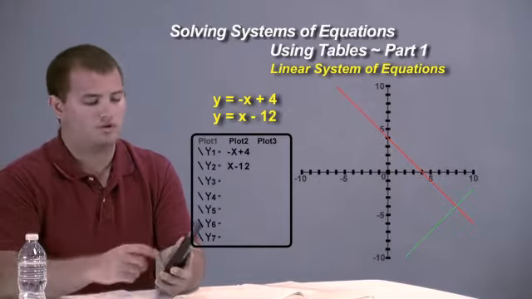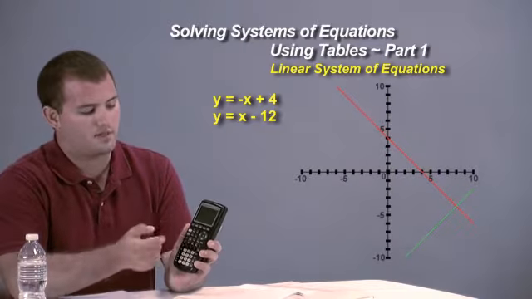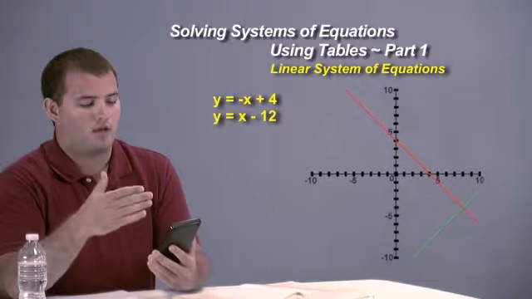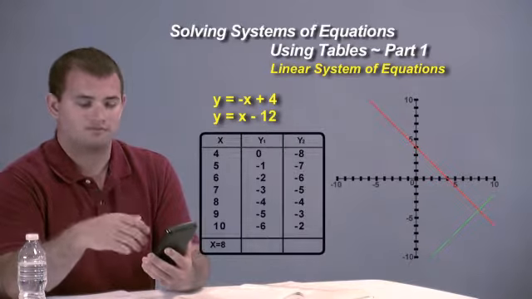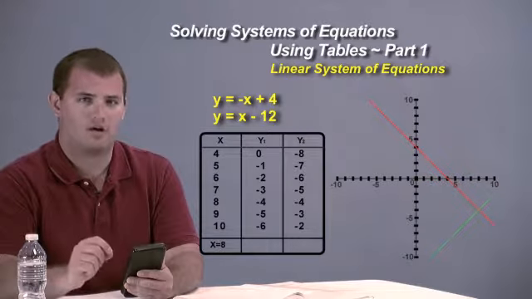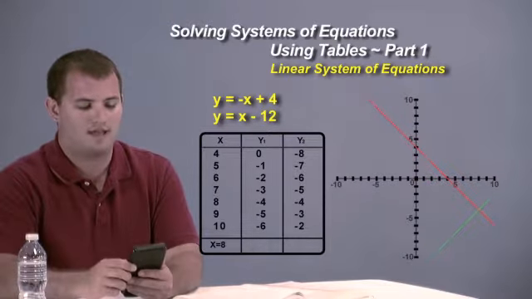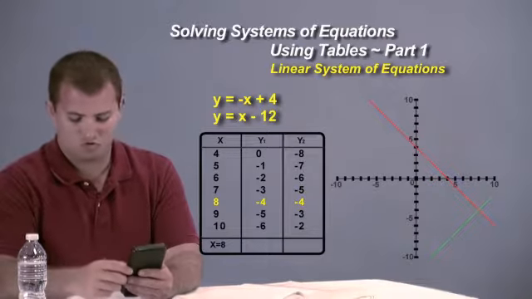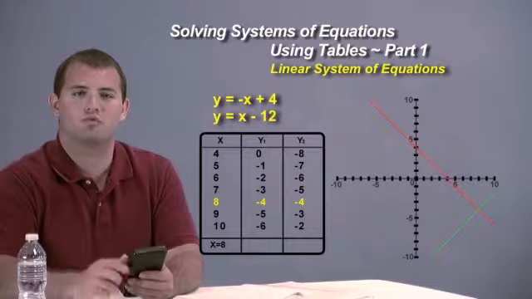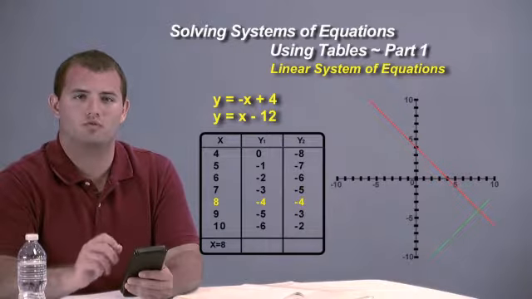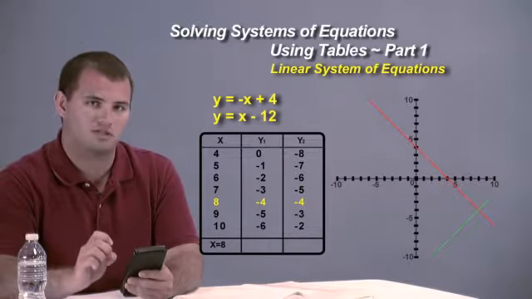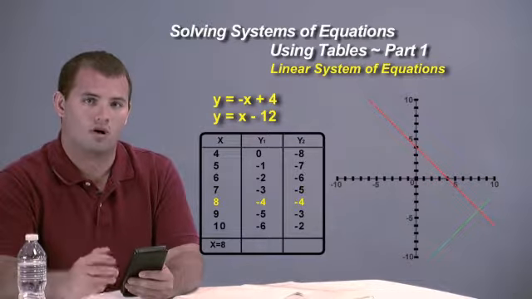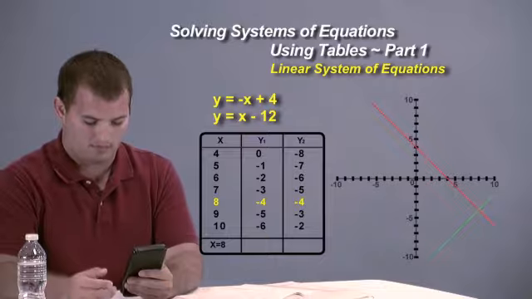And to do so, we'll push second, which is this yellow key up here at the top, and then we'll push the graph button again. And what will appear will be a table of values. Now we need to scroll down to where x equals 8. And that's where we thought the intersection occurs, and scrolling down, sure enough, we find that that's where the two equations are equal. And so the solution to this system of equations is the coordinate point 8, negative 4. X equals 8, y equals negative 4.